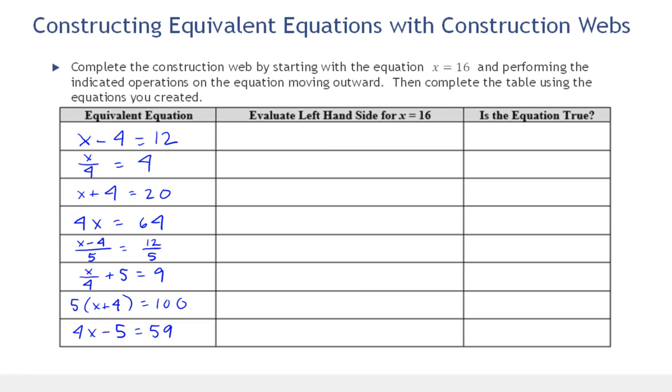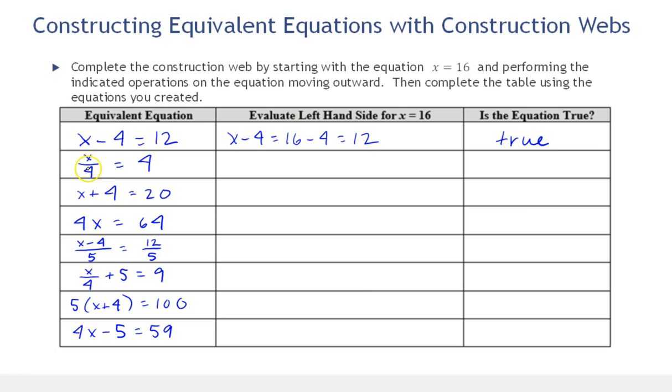So I am going to first write, we're working with the left-hand side, evaluating it for 16. So x minus 4 equals 16 minus 4, which equals 12. Equivalent expressions evaluating for x equals 16. And now notice in our original equation, x minus 4 should equal 12. Since it does, this equation is true.